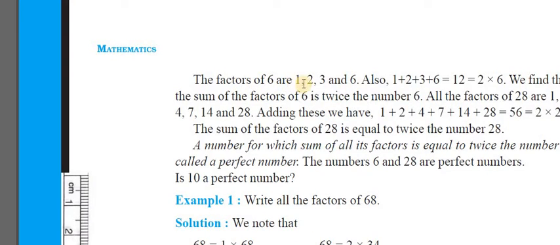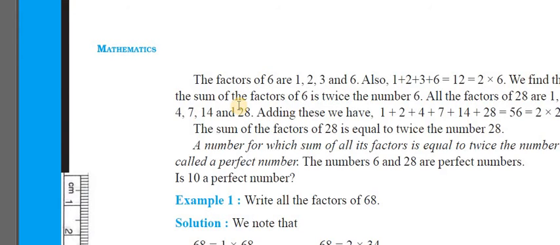So the factors of 6 are 1, 2, 3 and 6. Also if you add the factors, you will get 12, and 2 sixes are 12. Find the sum. We find that the sum of the factors of 6 is twice the number. So if you add all the factors, you will get this, and we are finding the factors of 6, so it is going to become twice, meaning 2 times that number.